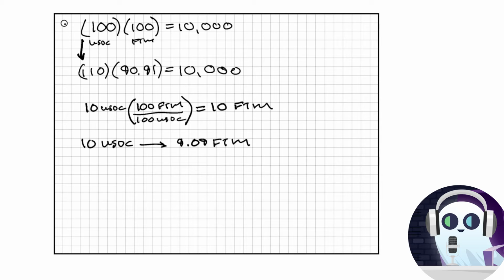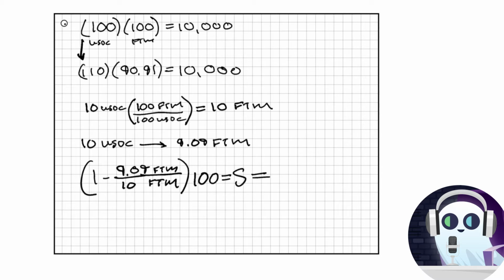So that would be 9.09 over 10, and these are both in FTM. And then you need to minus it by 1 and then multiply it by 100, and then that equals slippage. So just to do the math real quick, that would come out to 9.1% slippage.